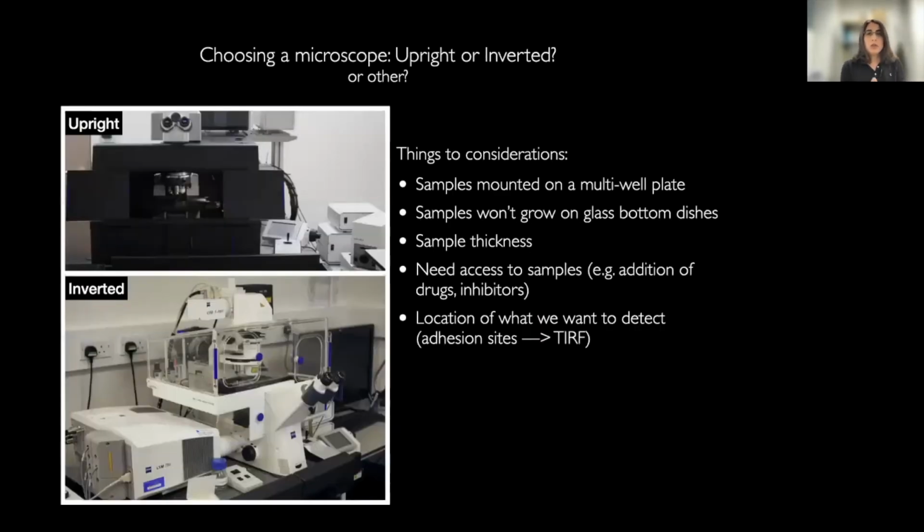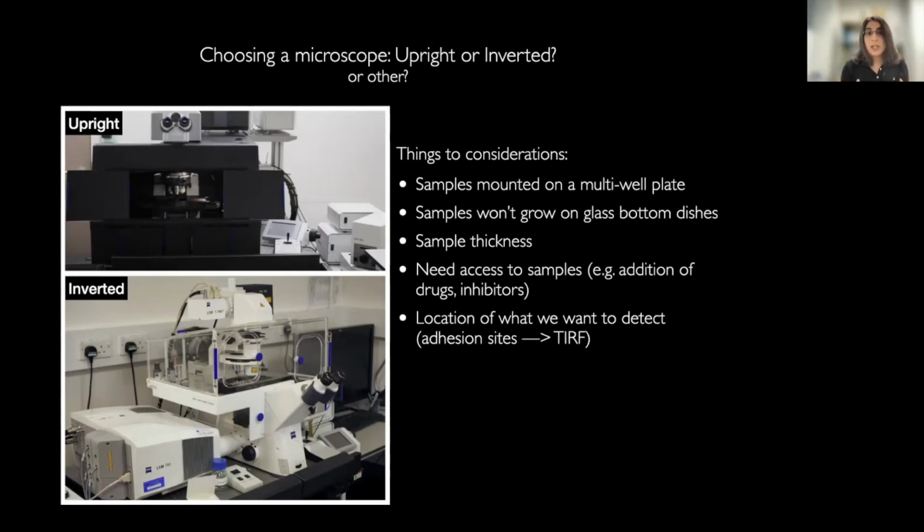Now, you've prepared your sample, you want to take it to the microscope. Which microscope would you choose? An upright or an inverted microscope? Now, usually samples mounted on a multi-well plate are very difficult to approach from the top. So you'd want to use an inverted microscope for that. Samples won't usually grow on glass bottom dishes. For that, you would want to use an upright microscope, maybe even a dipping objective.